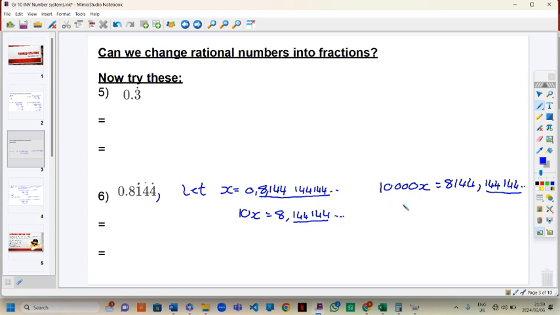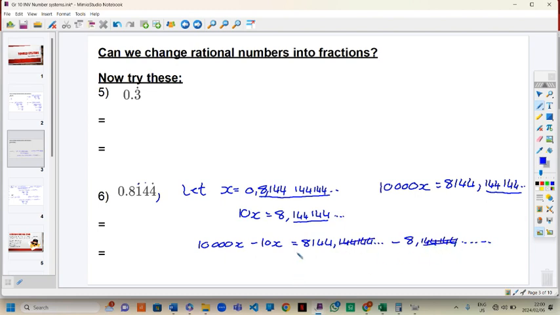How are they going to cancel? When we subtract them. Okay, so always take the biggest one first. So we take 10,000x minus the smaller x, which is 10x. Alright, and then we take whatever 10,000x equaled. Okay, and we've got 8144.144144 occurring, minus the smaller x, which is 10x, which equaled 8.144144, forever and ever. Okay, those decimals will cancel each other out.